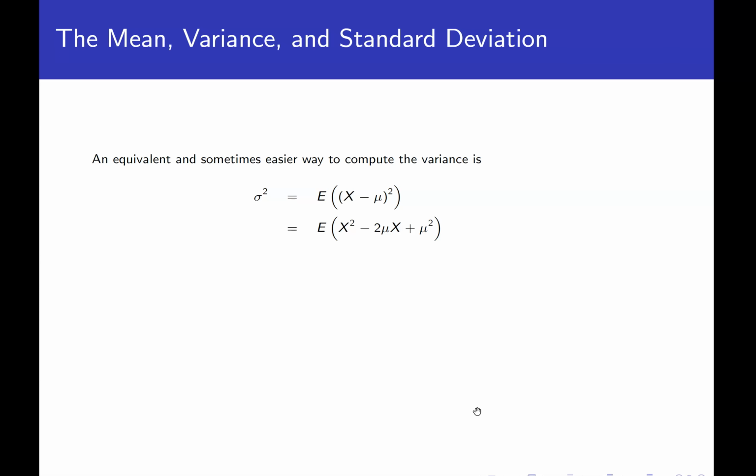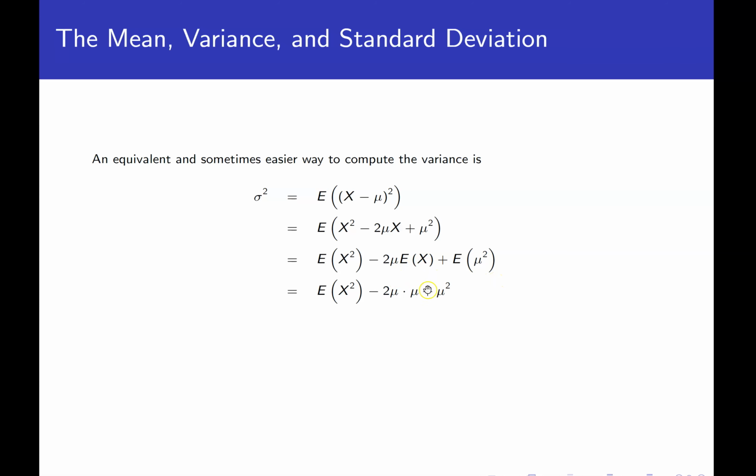And now we can break up the expected value over those terms, right? Remember, expected value breaks up over the sums, and we can pull constants out. So mu is just a constant, so we can pull the minus 2 mu out in front of this one. So we get the expected value of X squared minus 2 mu times the expected value of X, and then plus the expected value of mu squared.